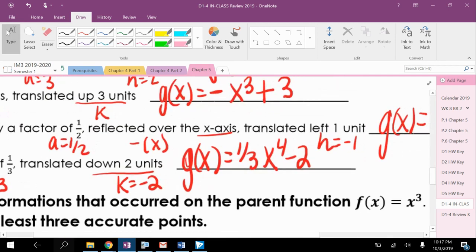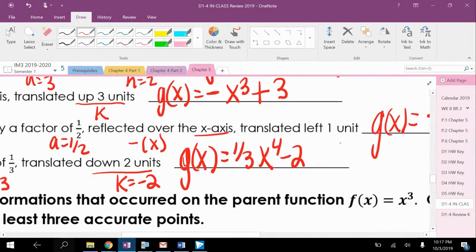Always go back and check and see if you did it right. So when I go back and check, I am compressing and I am moving down 2. That's all I had on my problem there.